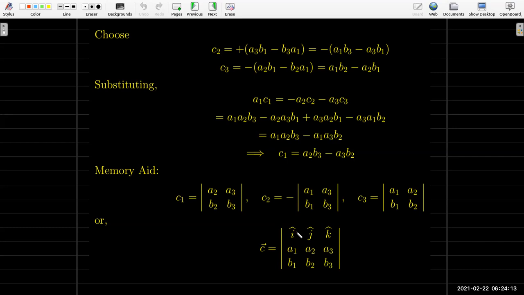So this would say, oh, if I want to find in my vector the ith component, what's the coefficient on the ith component? We'll cross out the row and the column corresponding to i, calculate the minor, so A2 times B3 minus A3 times B2, that will be the coefficient on the ith component. For the jth component, remember I'll have to have a minus sign out in front, but I'll take A1 times B3, subtract off B3 times B1, and just remember to put a minus out in front of that. And then to find the kth component, I would just calculate A1 times B2 and subtract B2 times B1.